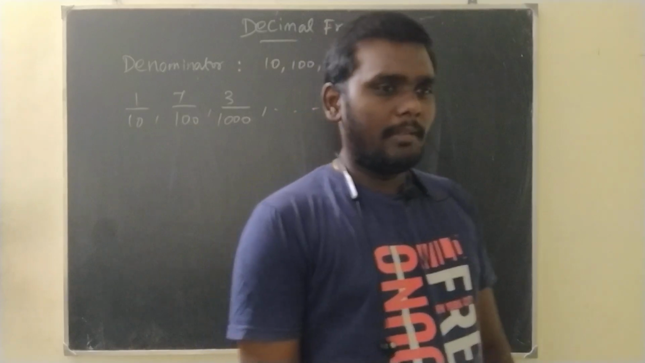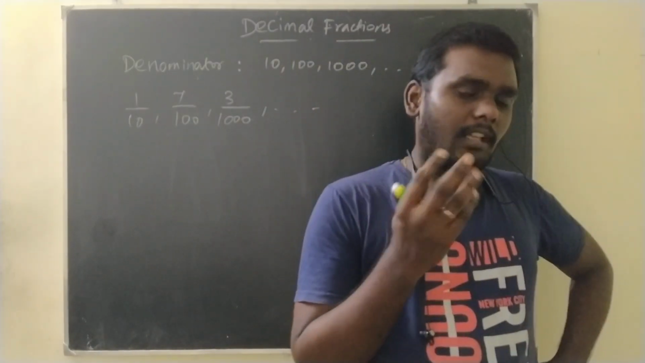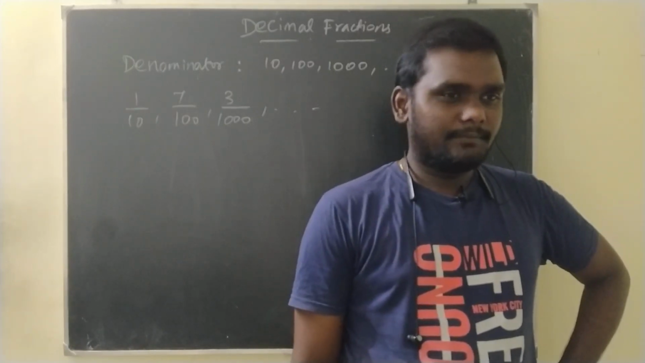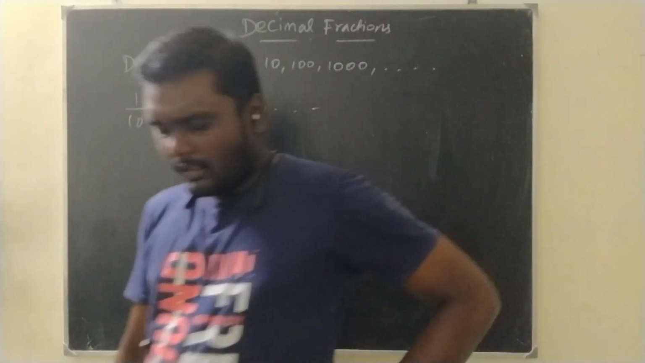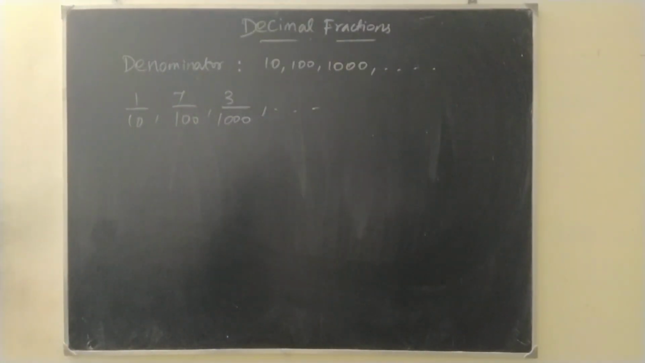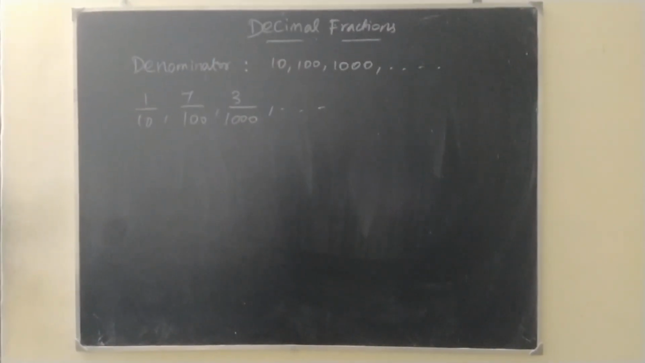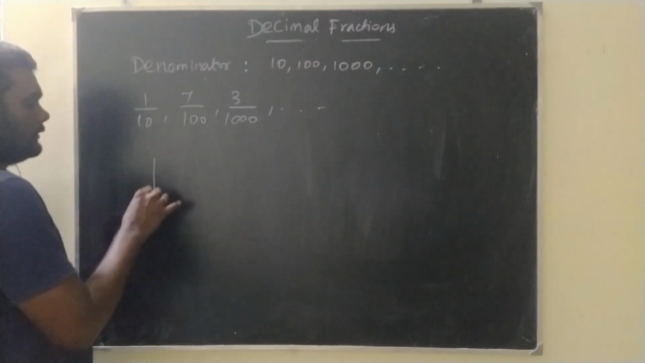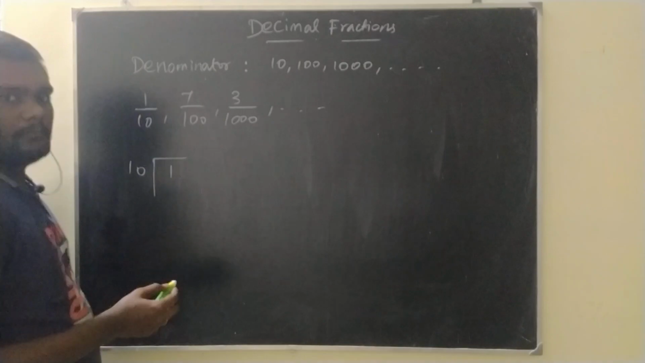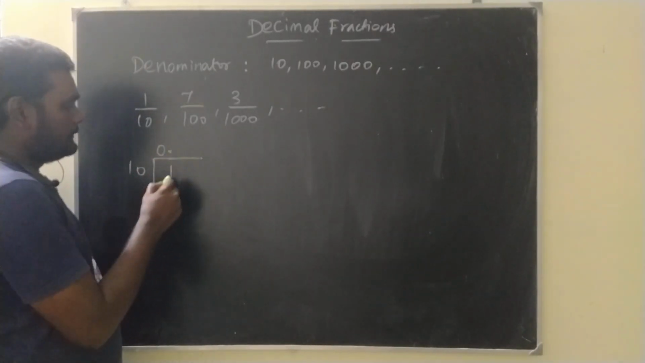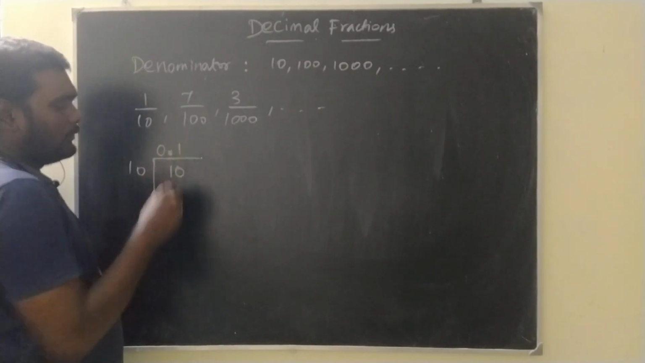Then the decimal means we know that there is one type of number which will have this dot kind of thing, you know that. Then why is it not coming here? You see, what happens when you divide 1 by 10? Dividing 1 by 10, will it be divisible or not? No, it is not divisible. So 0 point, we'll put one 0 here, 1.